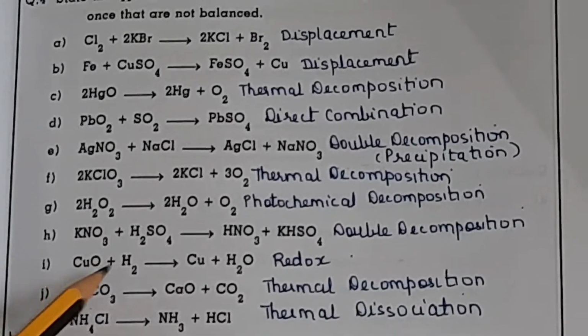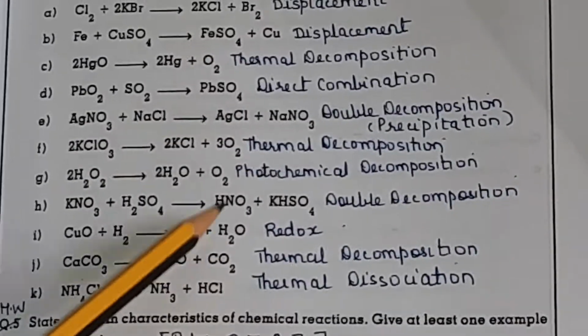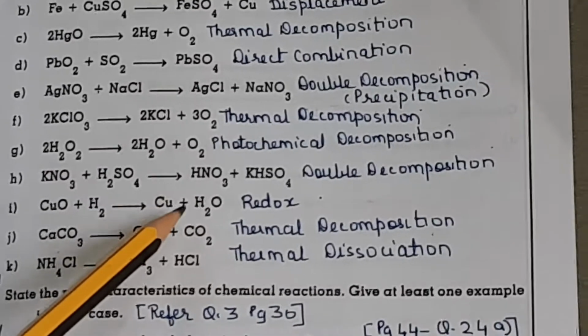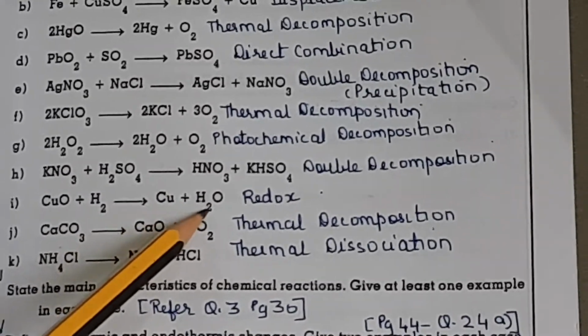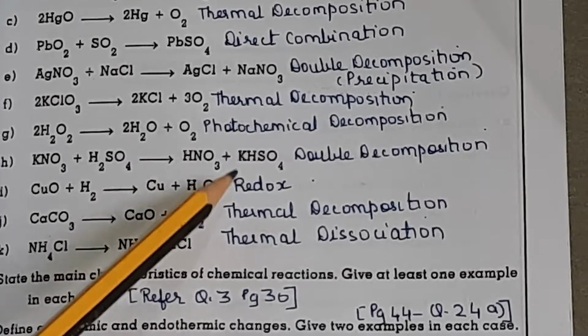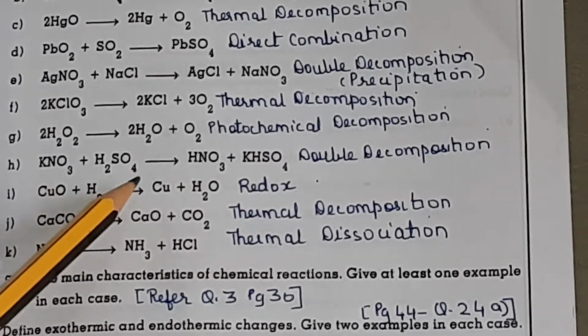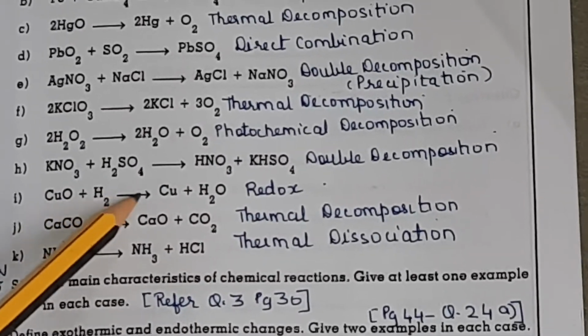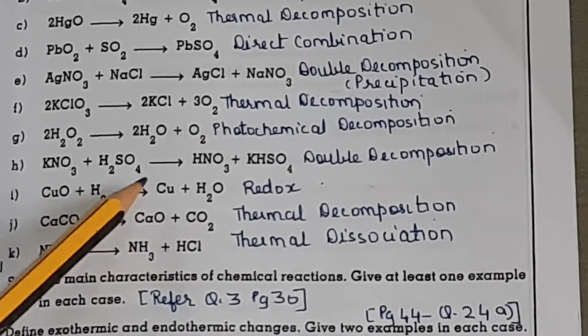Now this CuO plus H2 giving Cu plus H2O. Now this you have to remember, this type we haven't done, we will be discussing this in the hydrogen chapter. This is a redox reaction, meaning oxidation and reduction are taking place simultaneously in this reaction. We will discuss this in the subsequent chapter.